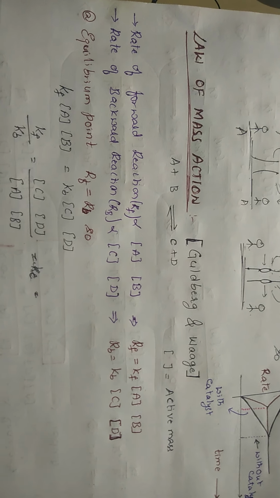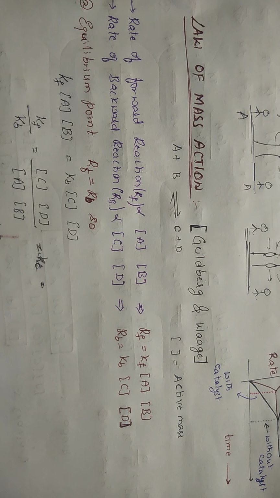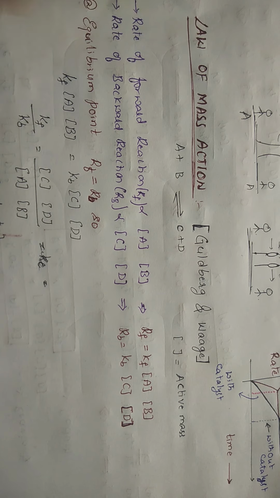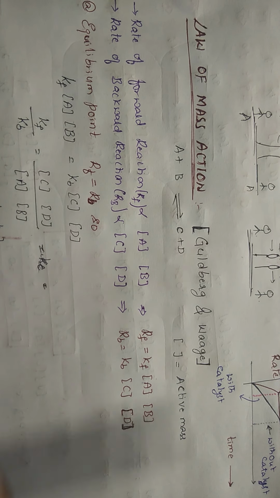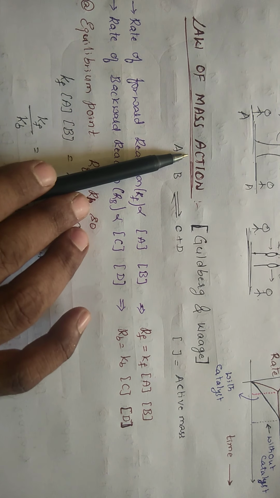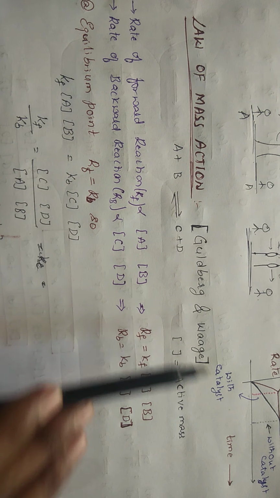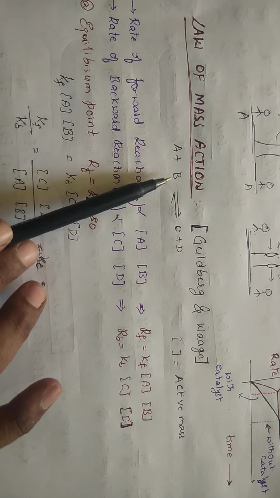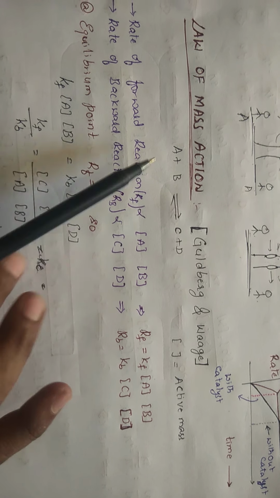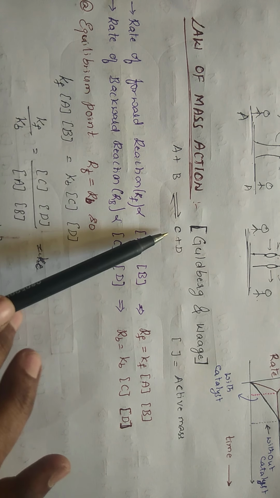Next, let's go to one more theory, which is very important, and is also linked to second-year chemical kinetics. It is called the law of mass action, proposed by Guldberg and Waage. What does it say? Suppose A plus B is getting converted into C plus D, meaning the reactants are getting converted into the products.